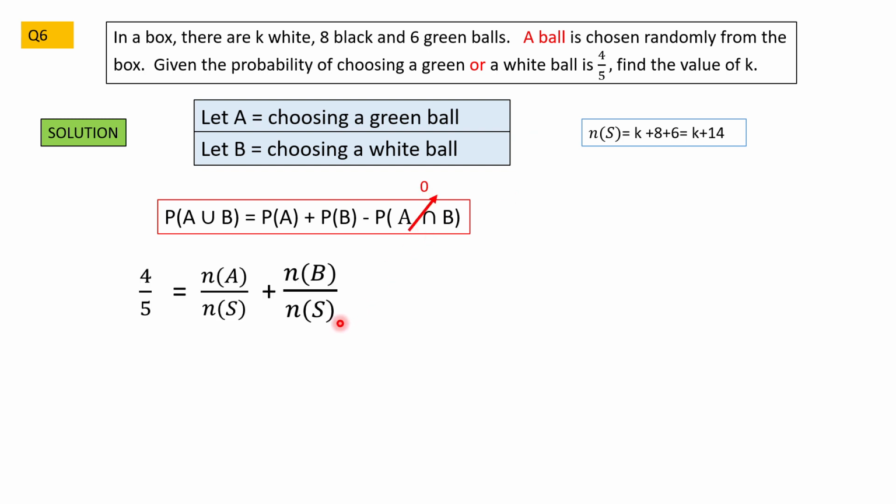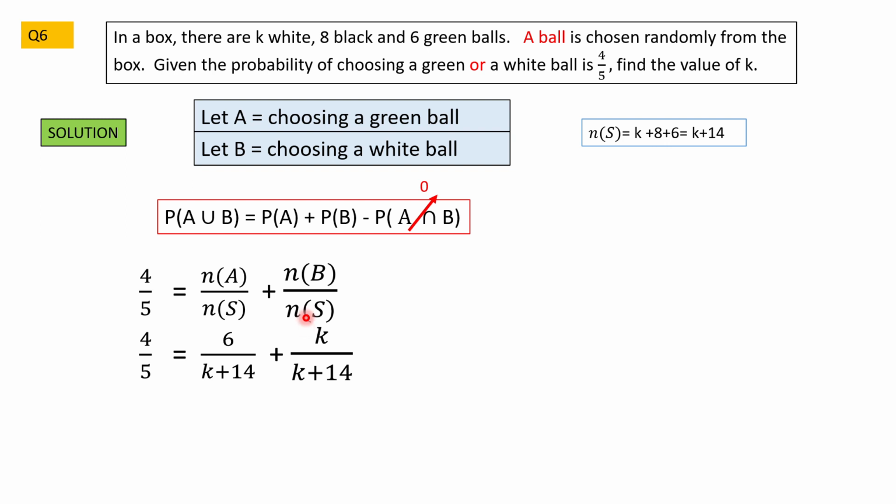Now let's continue. Here you are given the probability A or B as 4 over 5. Substitute. And the formula of finding probability event A will be number of event A over number of sample space plus number of event B over number of sample space.